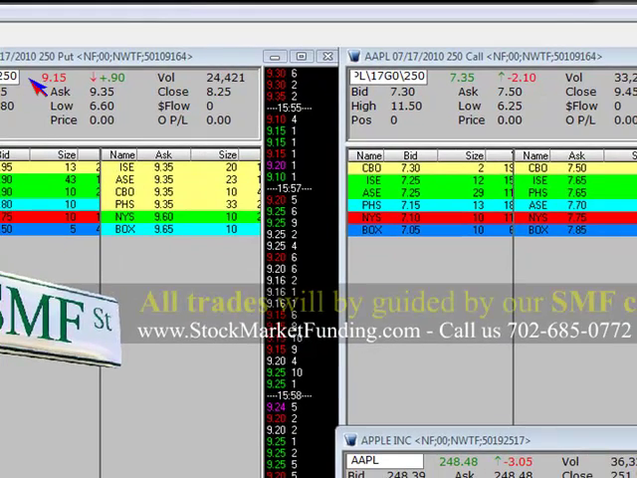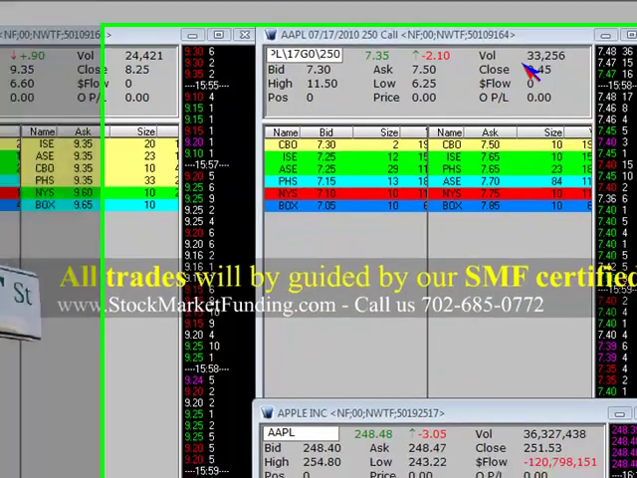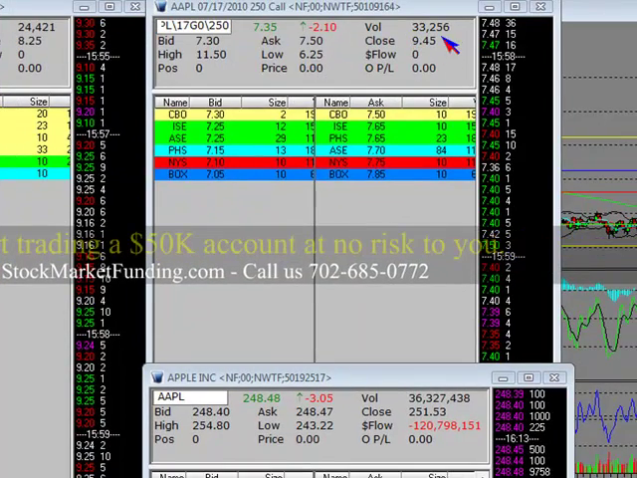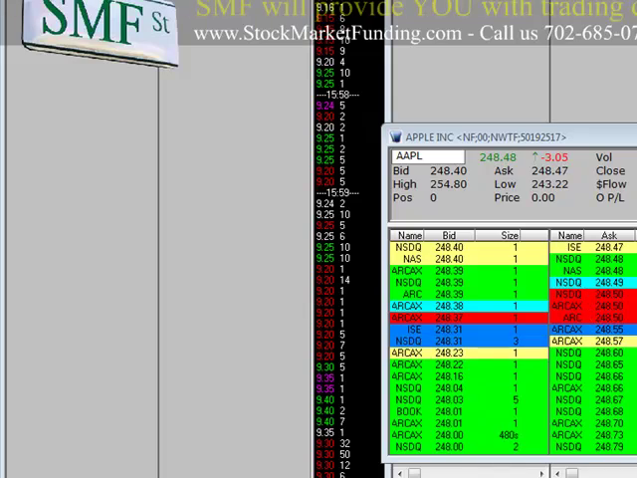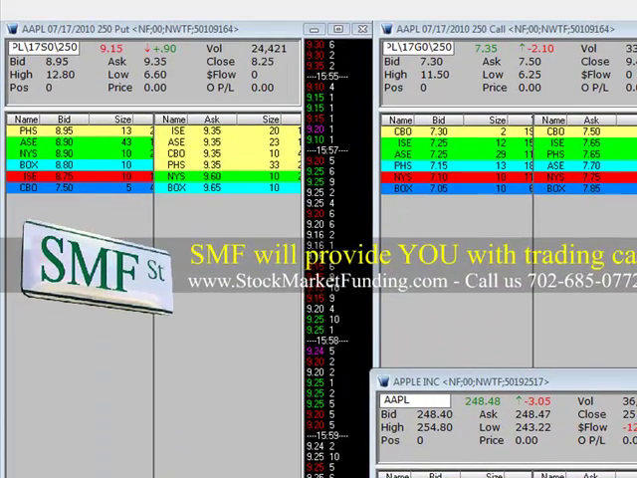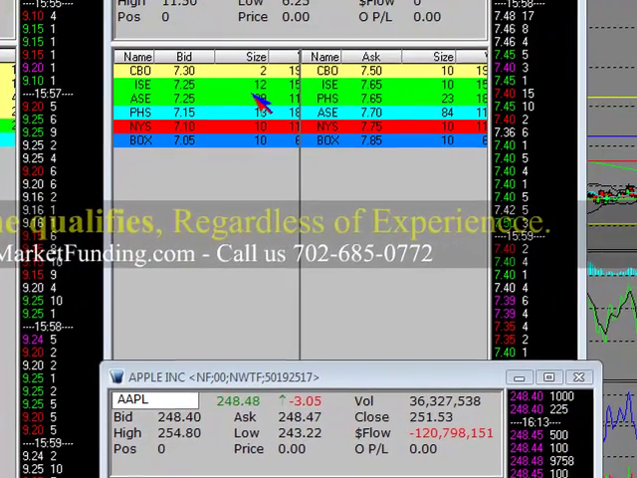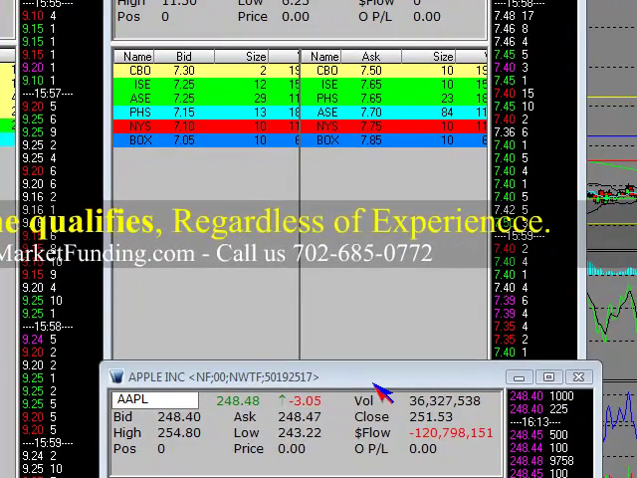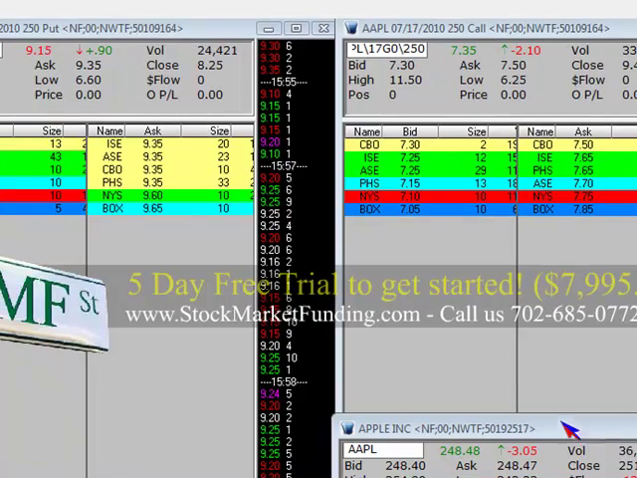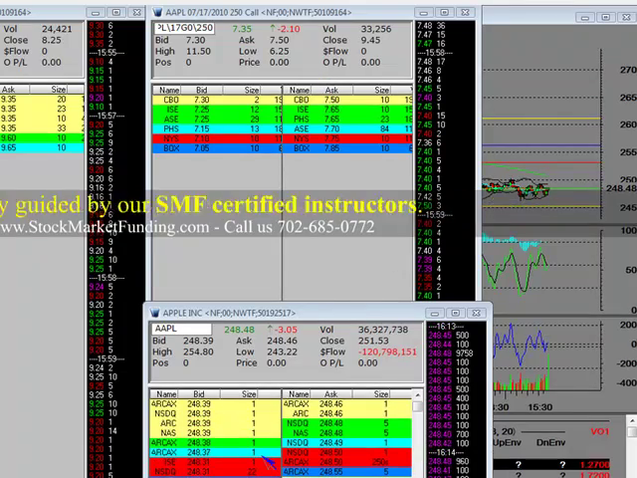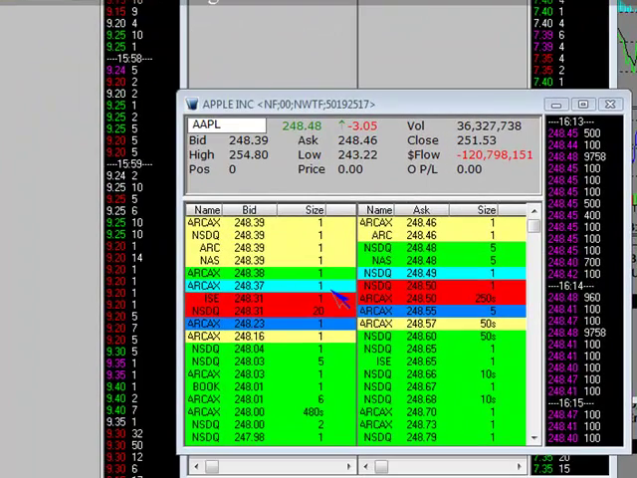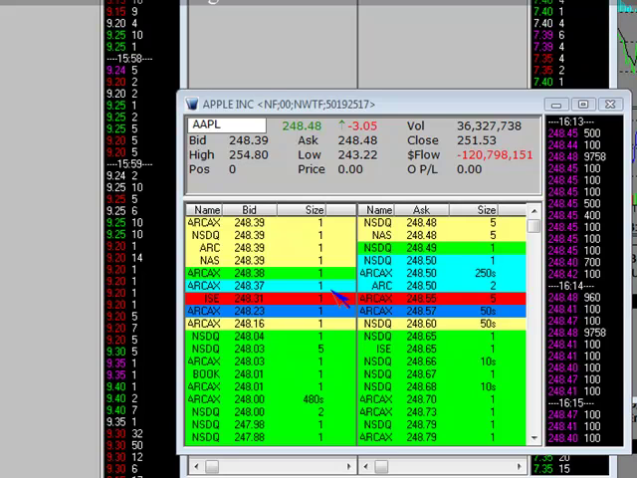24,000 contracts traded on the 250 put and 33,000 of the 250 calls, just so you know. What I would like for people to understand is the power of taking a call and a put at both strike prices, 250, 250, as you can see here. The powerful thing about that combination with a good running equity.